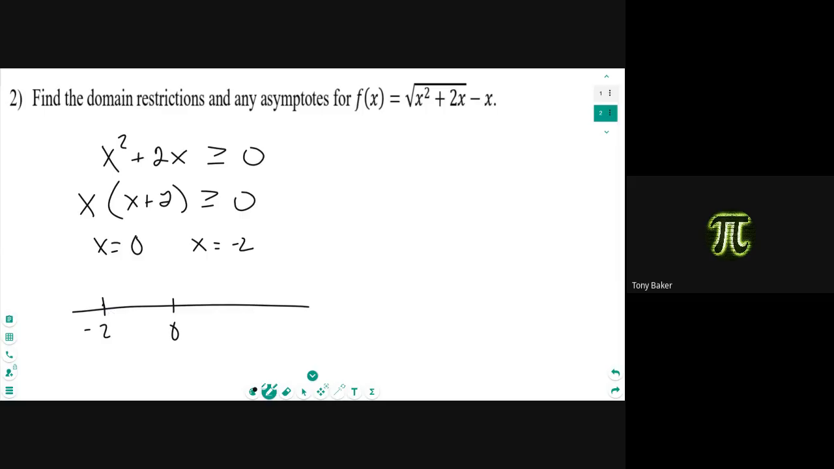So if I plug in -5, -1, and 1. -5, I'm going to get a positive. -1, I'm going to get a negative. And 1, I'll get a positive. So I probably should change this to say find the domain and not restrictions, but so it's -infinity to -2, and then 0 to infinity.